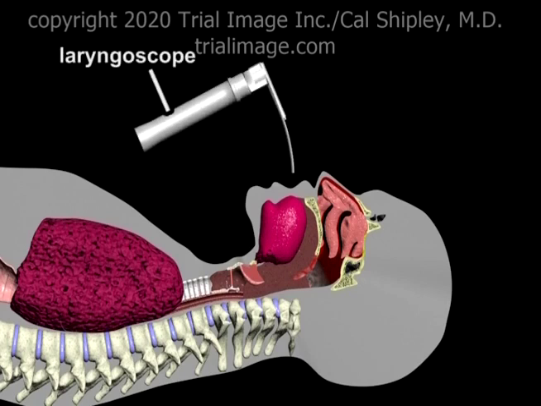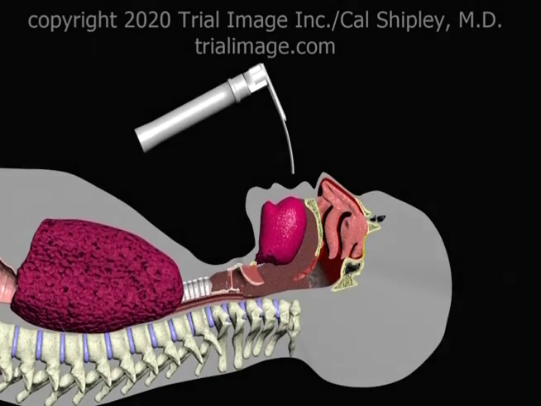A laryngoscope is used to accomplish the intubation. The laryngoscope has a removable metal blade. Laryngoscope blades come in a variety of sizes and shapes to accommodate variations in the throat and neck anatomy from patient to patient.